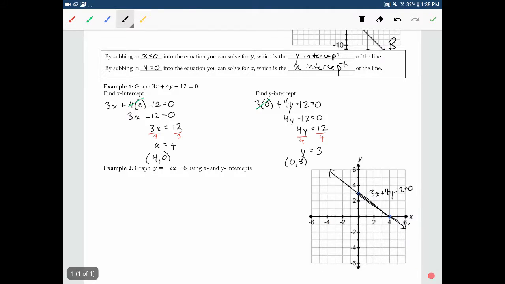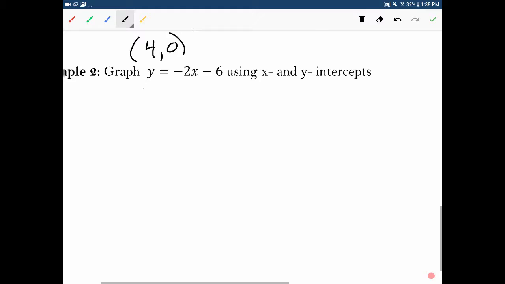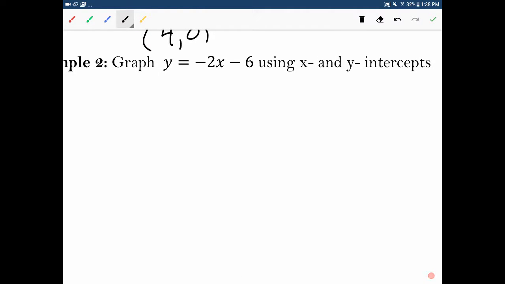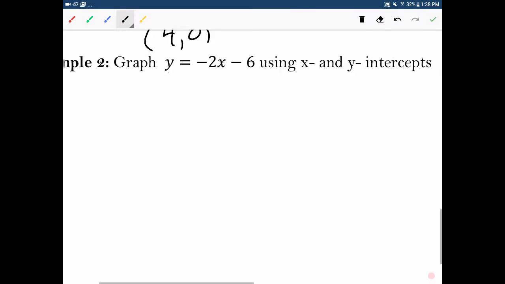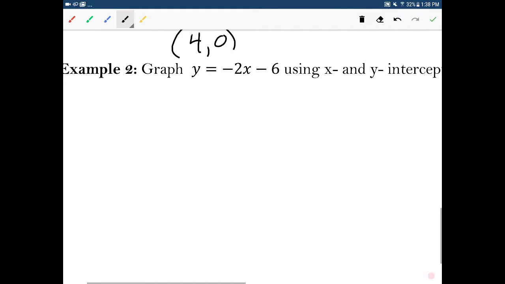So we can do the same thing. Now this one I'm giving it to you in slope y-intercept form, okay, which is going to be easier in some ways, harder in others. I don't know. Usually using the y-intercept and the slope is the easier way to graph these, but we're going to do it this way just so that you can see that it'll still work, okay? It doesn't make a difference.